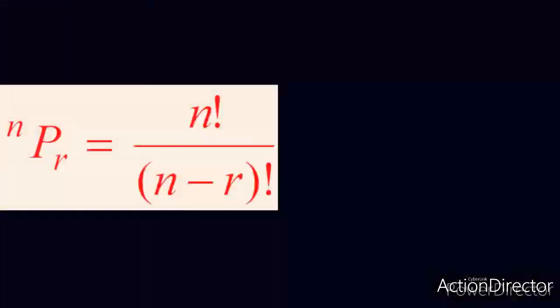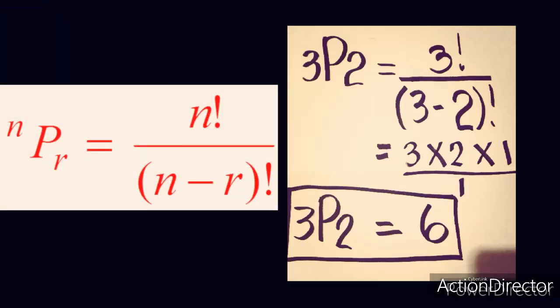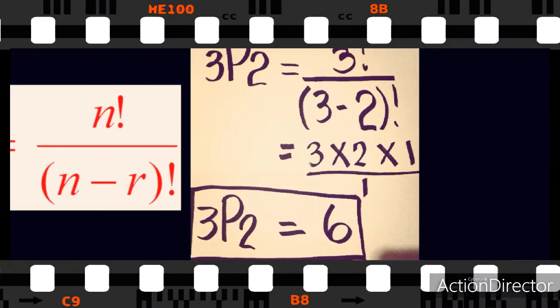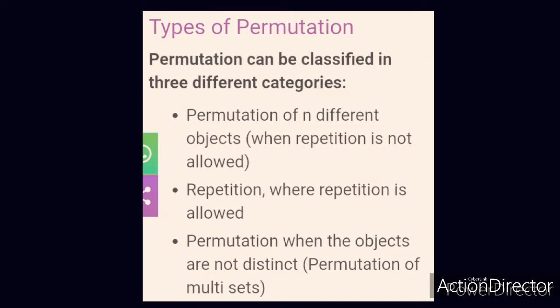Substitute the given to the permutation formula, so we have the permutation of 3 taken 2 is equal to 3 factorial over the quantity of 3 minus 2 factorial, so it will become 3 times 2 times 1 over 1, which is equal to 6. Therefore, there are 6 ways on how we can arrange two letters from the set of 3 letters A, B, and C.